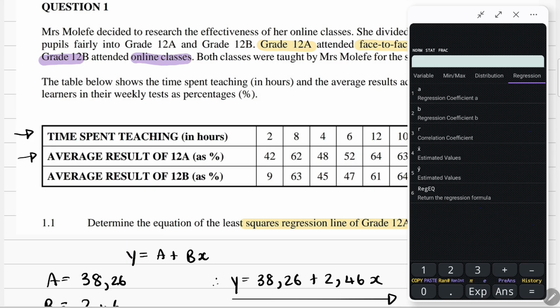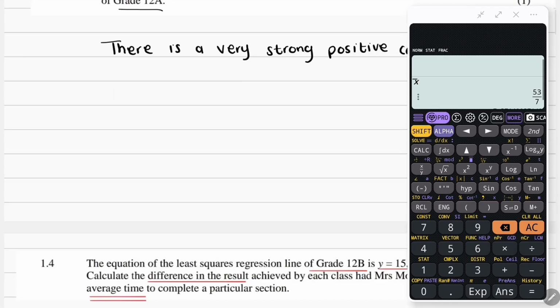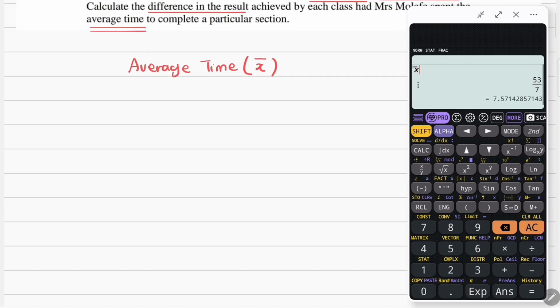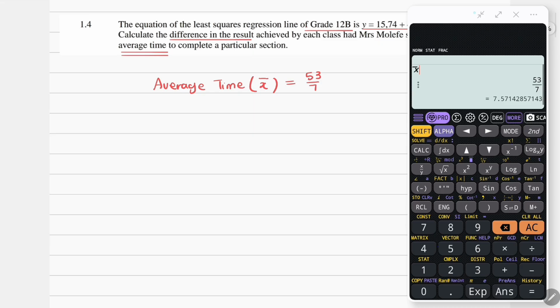This time we're not going to go for regression because it's not going to tell us the mean values, okay? But we're going to go for the option that says VAR. So that is option number 4. And when you go to variable, then you start seeing information about the mean of your values. And we specifically want the average time, okay? So that is the mean of the x values. And there we go. That's what it's going to look like. The mean of our x values is exactly 53/7. I like to not round off, so I'm going to take it like that as 53/7. I'll only round off at the end.